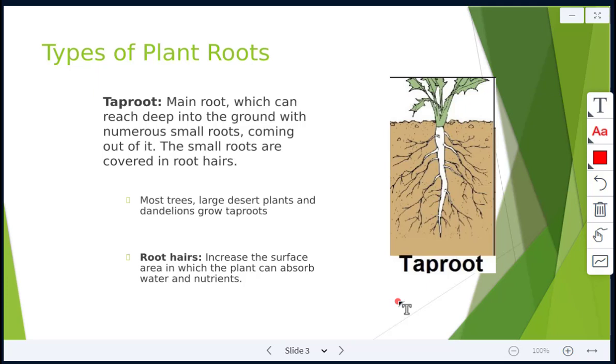The root hairs that I mentioned are very important because they increase the surface area in which the plant can absorb water and nutrients.